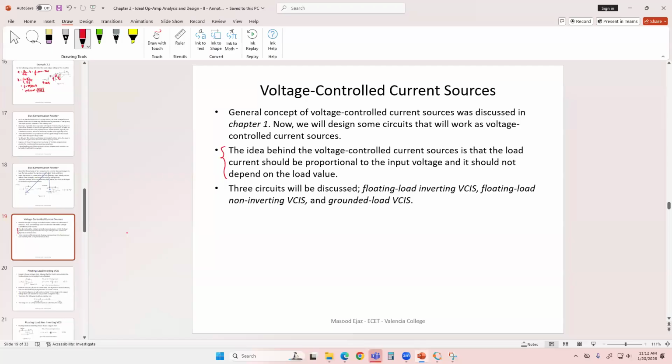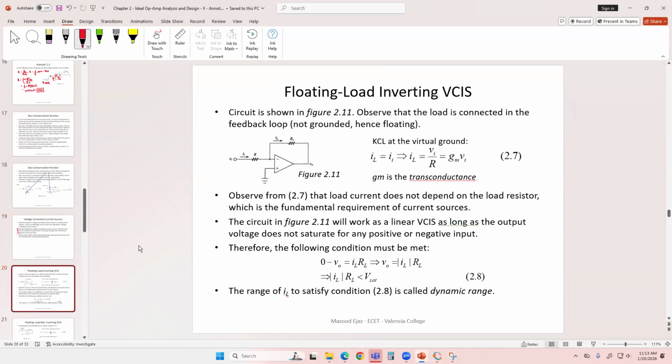Based on that idea, we have three circuits that we are going to discuss: floating load inverting voltage controlled current source, floating load non-inverting, and grounded load voltage controlled current source. The first circuit is the floating load inverting voltage controlled current source, and this circuit is the same as the inverting amplifier, as you can see. But we are going to look at this circuit from a different angle, not from the angle of an inverting amplifier, but from the angle of a voltage controlled current source.